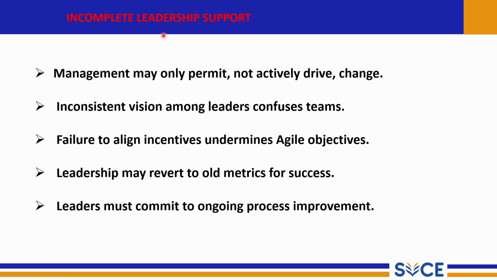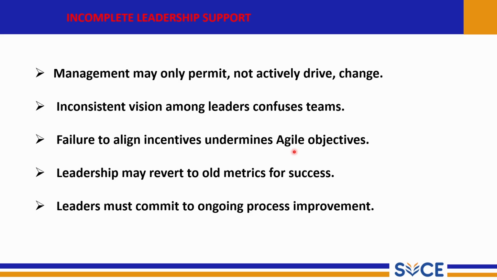incomplete leadership support. Management may only permit, not actively drive the change. Leaders must actively sponsor agile, not just allow it. Inconsistent vision among leaders confuses the team. Different messages from the leaders weaken trust. Failure to align incentives undermines agile objectives.